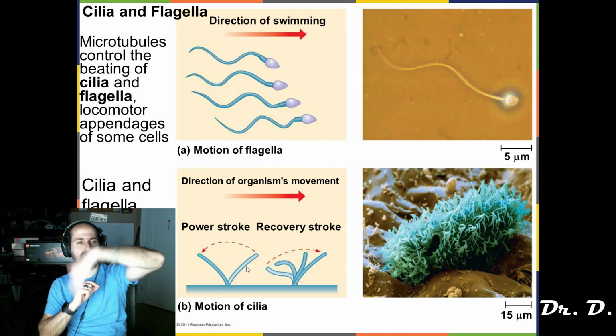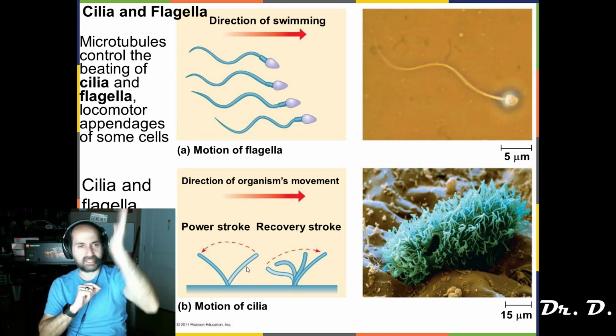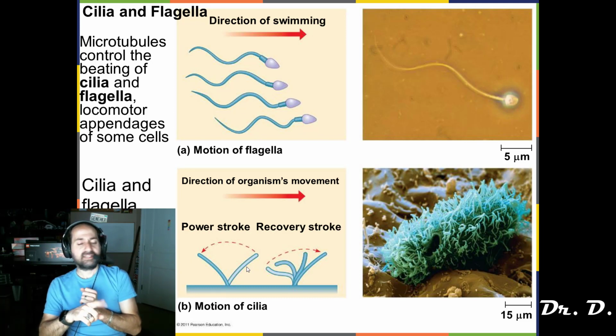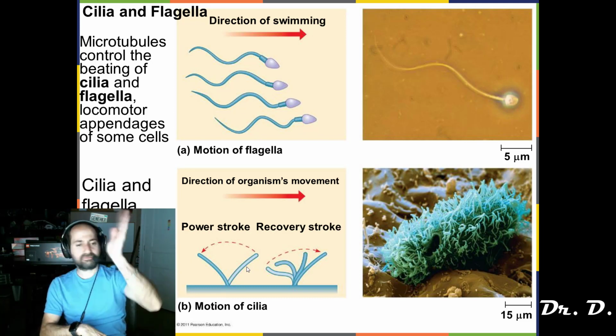Okay, look at the flagella. It's like a fish tail. It just beats back and forth, back and forth, equally. So kind of like a fish tail. Whereas the cilia, what I want you to know about the cilia is that it's not just an equal back and forth motion.